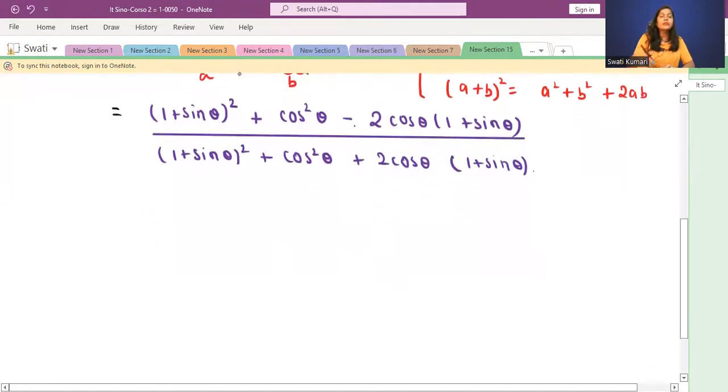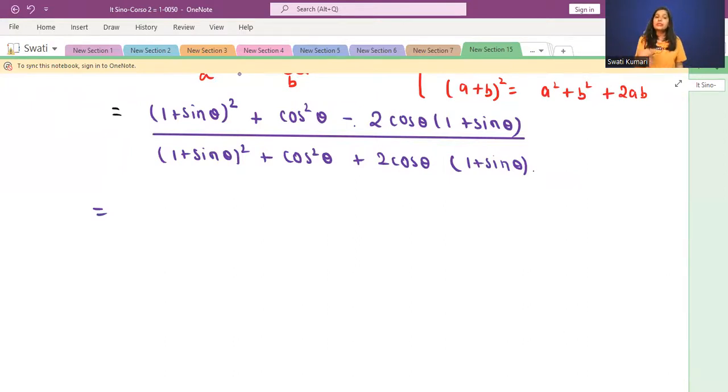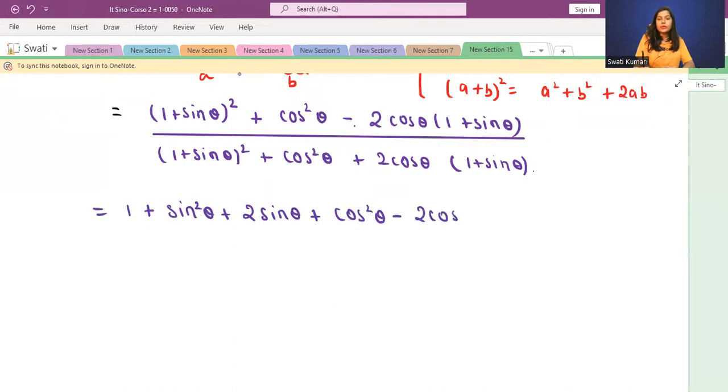So now we can again use the formula here of (a plus b) whole square, because (1 plus sine theta) whole square is again in the form of (a plus b) whole square. If you're using the same formula, you don't have to repeat it. You can directly use the formula here. So (a plus b) whole square is a square plus b square plus 2ab. So a square plus b square, which is sine square theta, plus twice of ab. So 2 into 1, which is 2, and then sine theta. All right, and then plus cos square theta minus twice of cos theta into (1 plus sine theta) as it is. All right, and then upon.